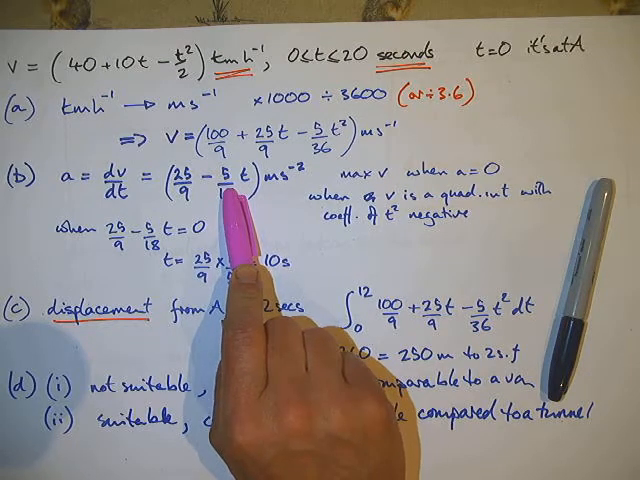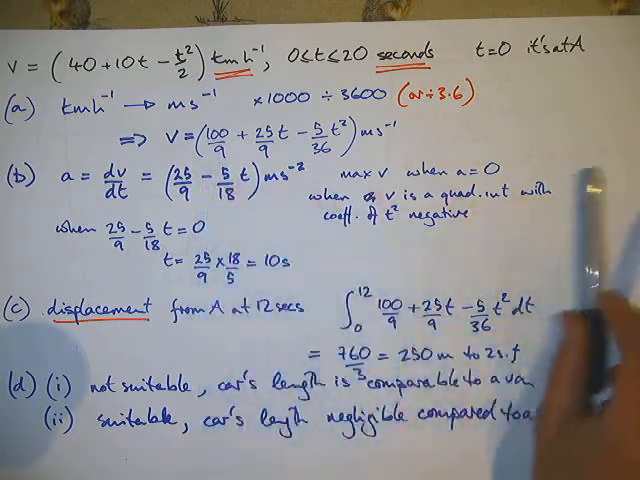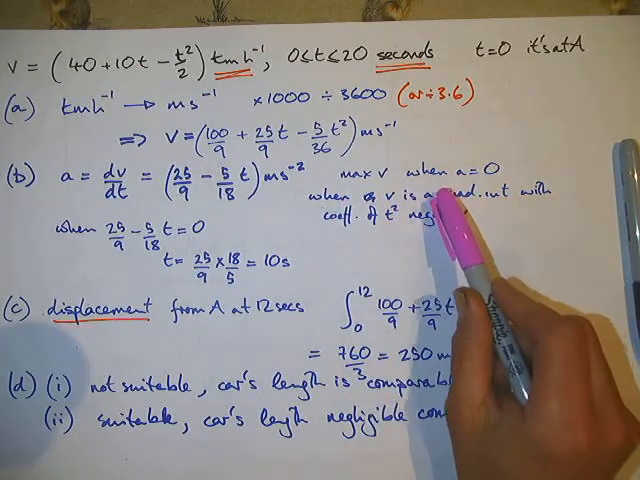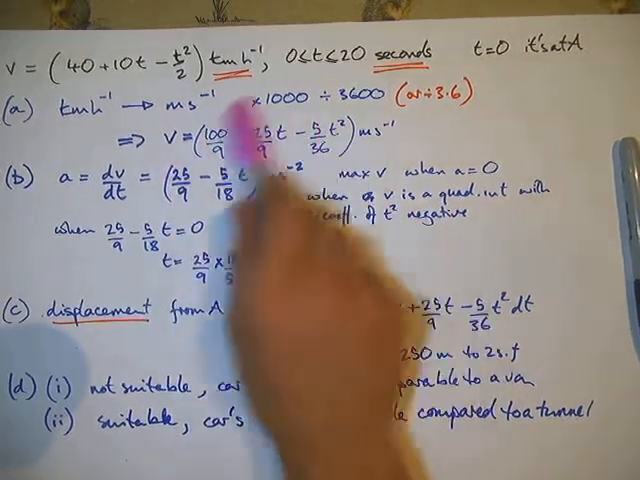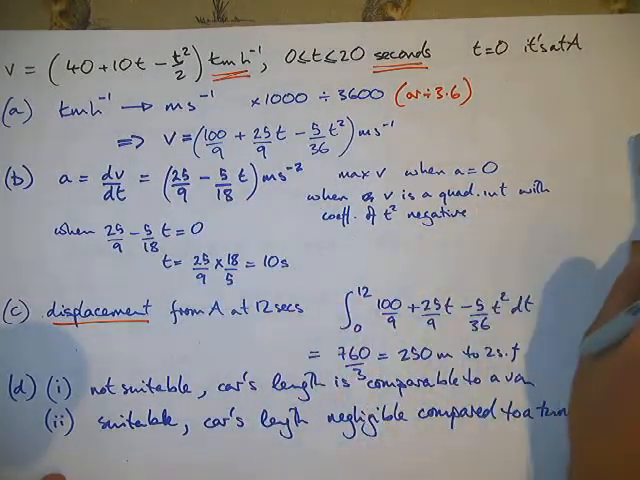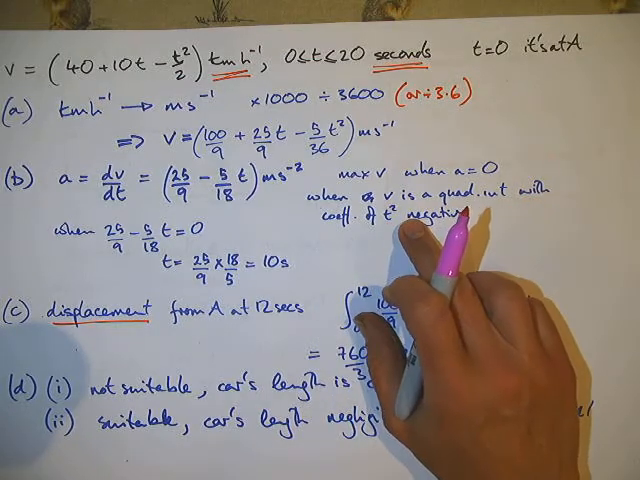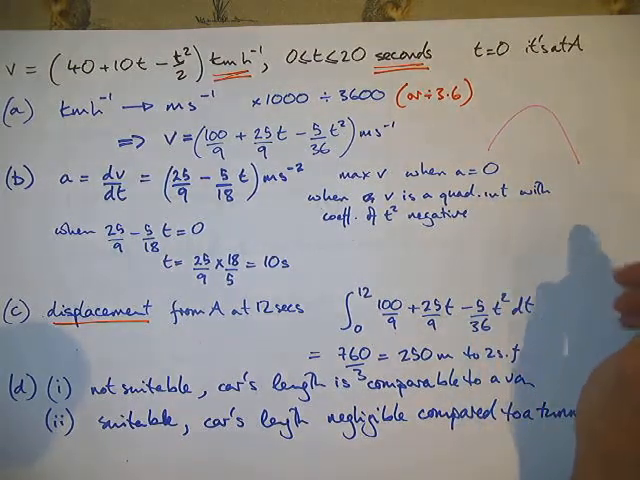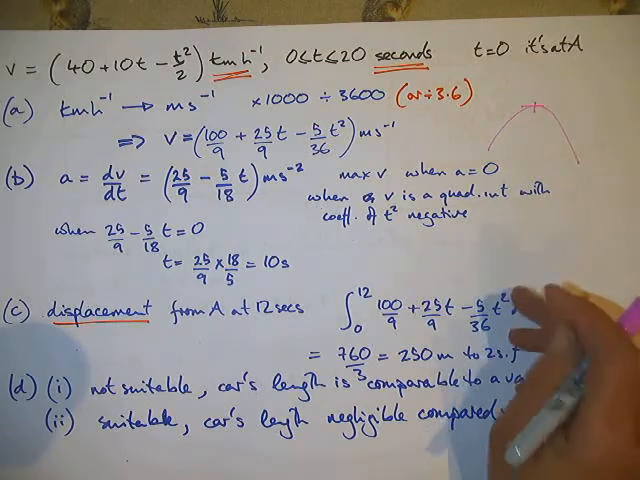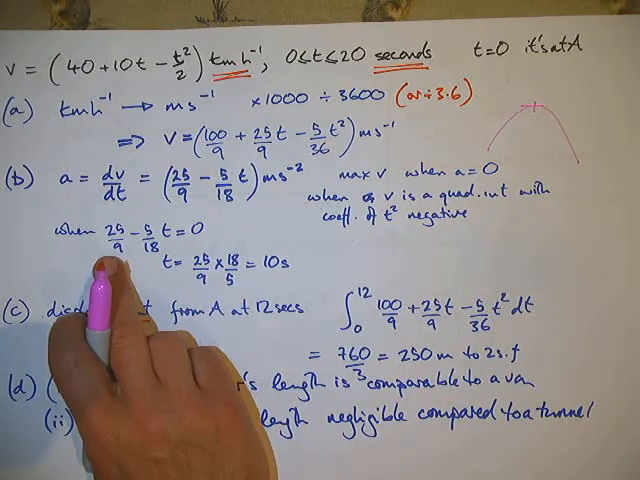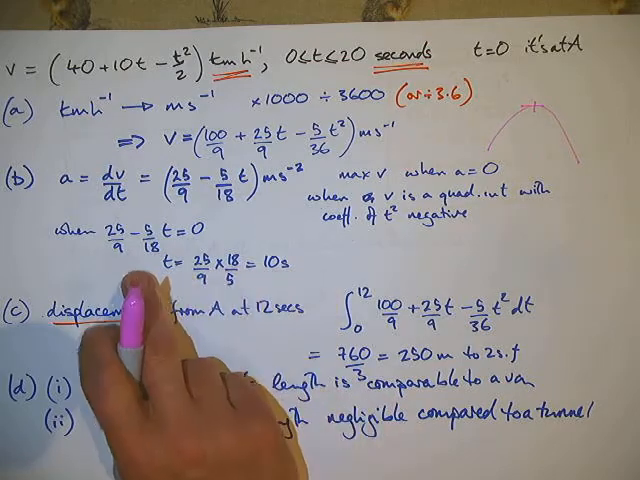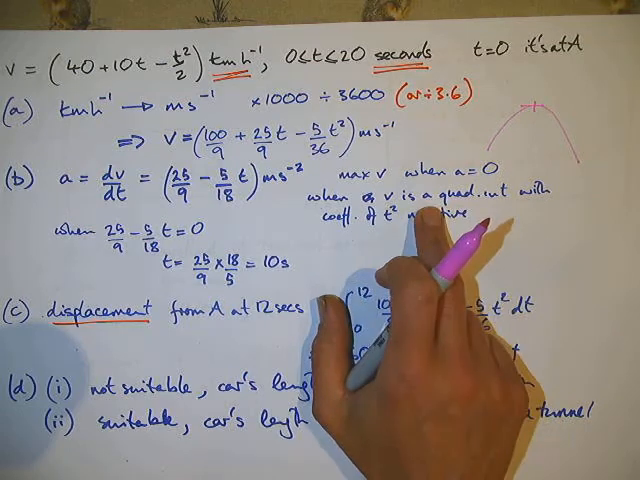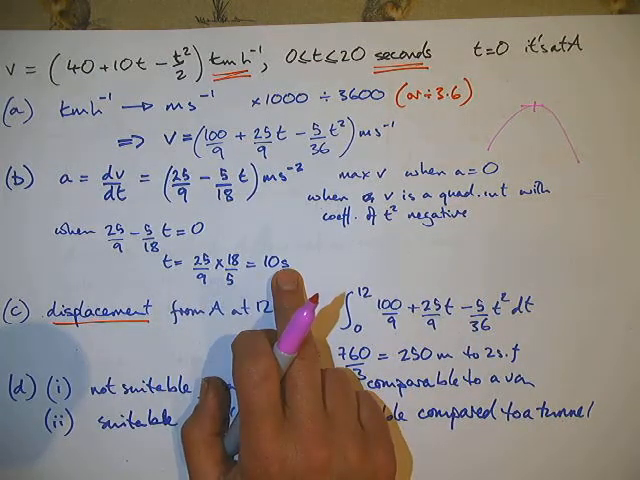Hence, find the time when the car has maximum velocity. We've got to be careful about saying maximum velocity is when the acceleration is 0. It depends on the shape of the graph, doesn't it? In this case, that velocity graph, a quadratic in terms of t with the coefficient of t squared negative, is a graph that looks like that. So the stationary value is the maximum. So it is valid to say when that is 0, because we get a maximum v when a is 0, but only because of that. We'll come back to that. And we get time is 10 seconds.